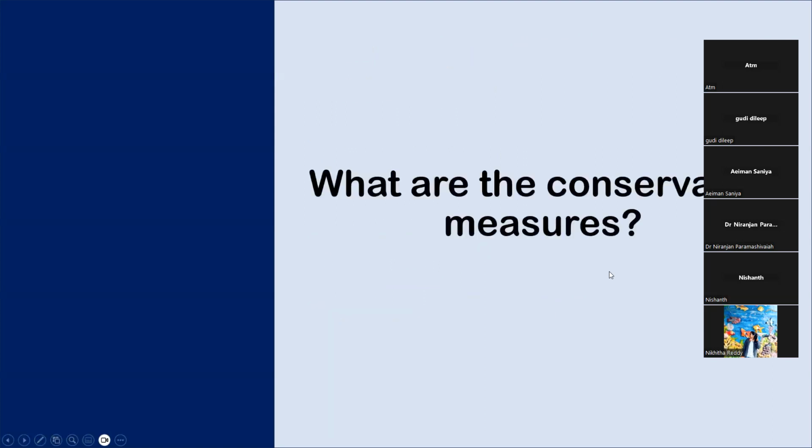Okay. So, as I said, the range is very, very wide about the choices that you have. But can you list some of the conservative measures that we can do? Can we ask Dilip from Sahyadri? Dilip, tell us what is it that you can do, conservative measures? Not there? All right. Vinod.